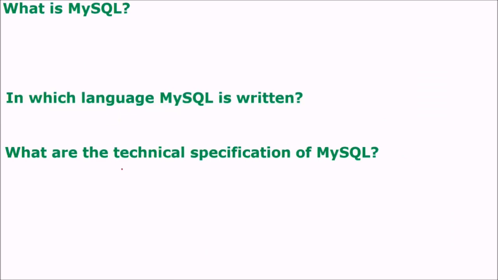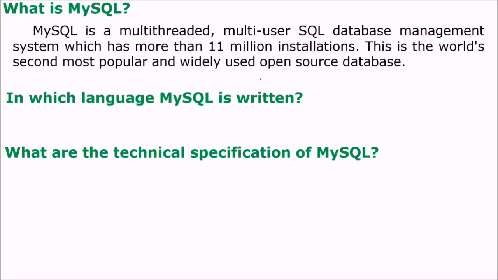This is important. So what is MySQL? Let us revisit it again. Whatever we have done, let us revisit again. What is MySQL? MySQL is a multi-threaded, multi-user SQL database management system, which has more than 11 million installations. You can imagine to what extent this number speaks for itself. So this is the world's second most popular and widely used open source database. This is first in open source databases, second just after Oracle.